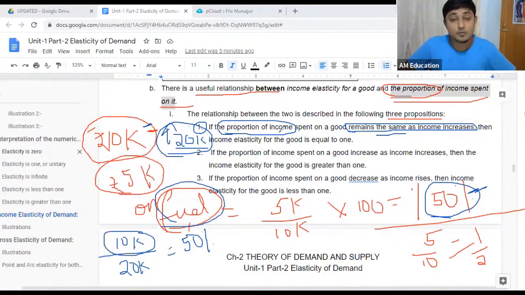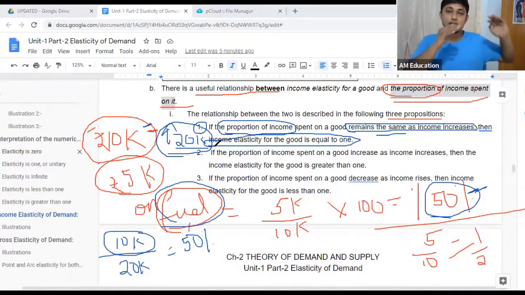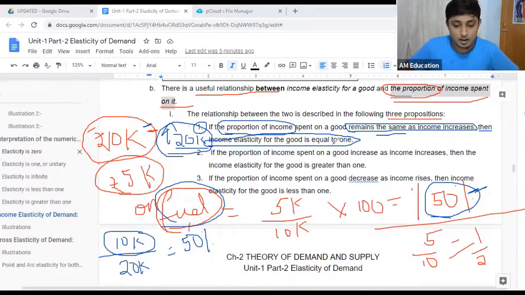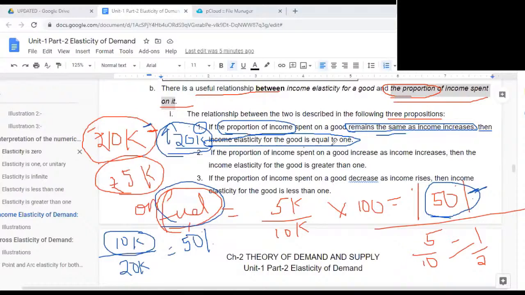If the proportion of income spent on the good remains the same as income increases, then income elasticity for the good is equal to 1. See, new concept here. As your income is increasing, your spending is also increasing in the same proportion. Before also, however much income you get, if you're spending the same proportion, then income elasticity for that product is said to be 1.